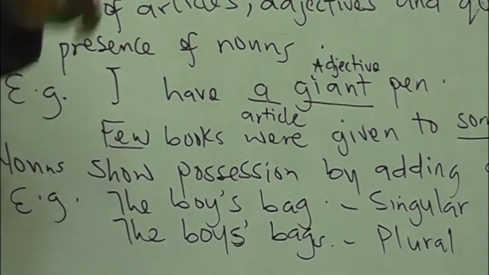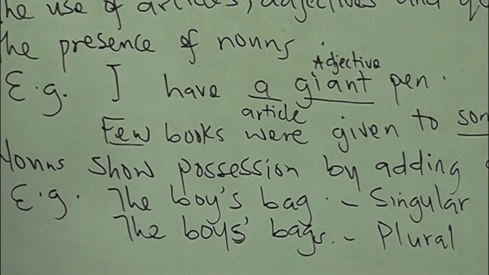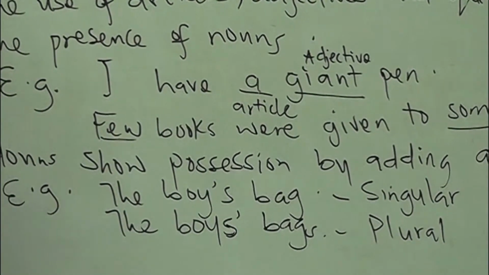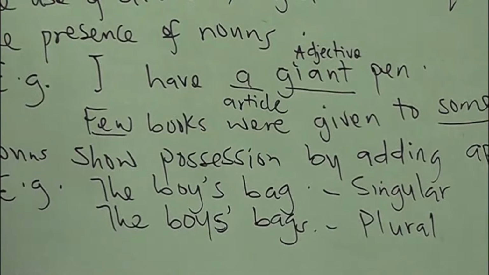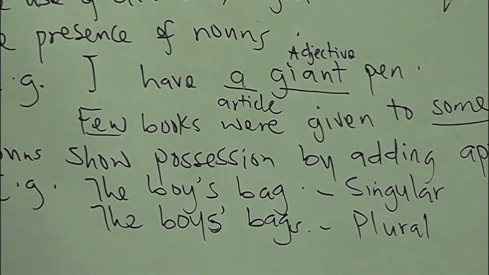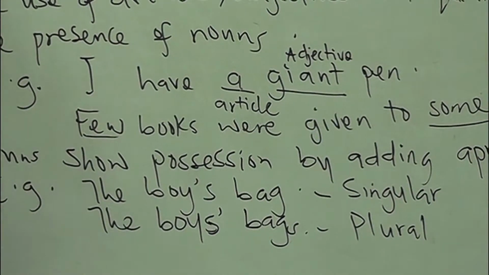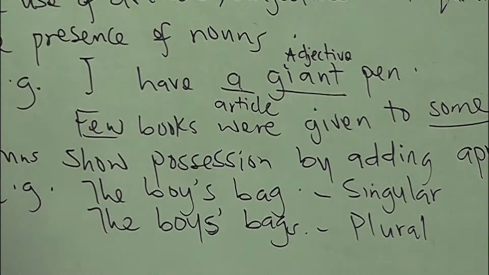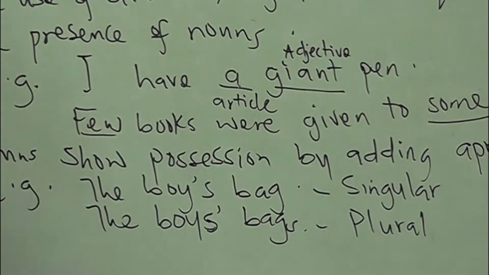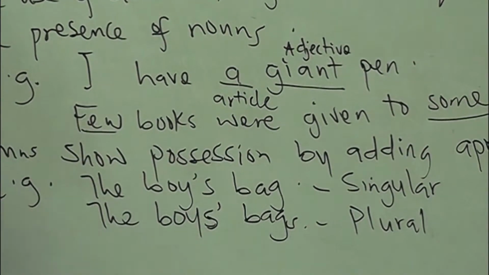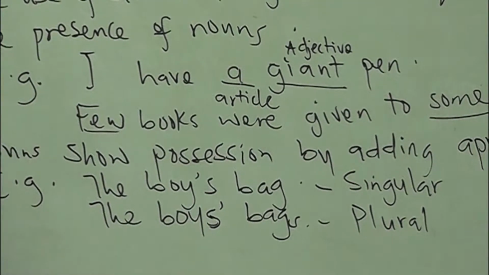But the moment you change that noun to a pronoun and you want to show possession, the apostrophe disappears. You do not use an apostrophe to show possession with a pronoun. When we get to pronouns, we will expatiate on that.